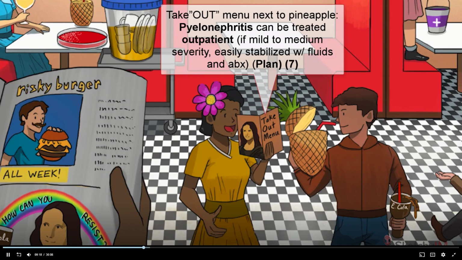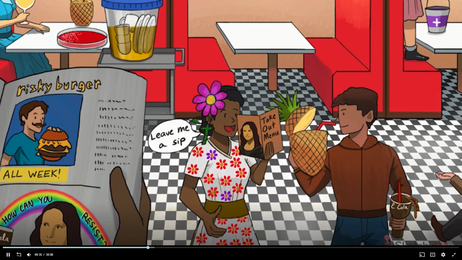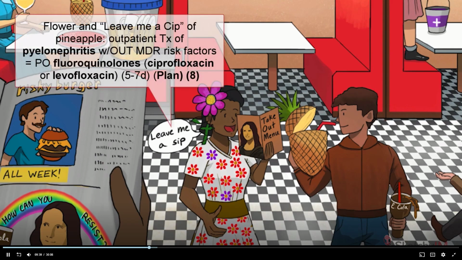Empiric antibiotics for pyelonephritis should always cover gram-negative bugs, particularly our favorite friend, E. coli. If urine gram stain demonstrates gram-positive organisms, add gram-positive coverage as well. Pyelonephritis in patients without risk factors for multi-drug resistant organisms can be treated with oral fluoroquinolones as monotherapy, symbolized as usual by a fluoroquinolone flower. Notice that the stem is in the shape of the number 7, as in 5 to 7 days of treatment.